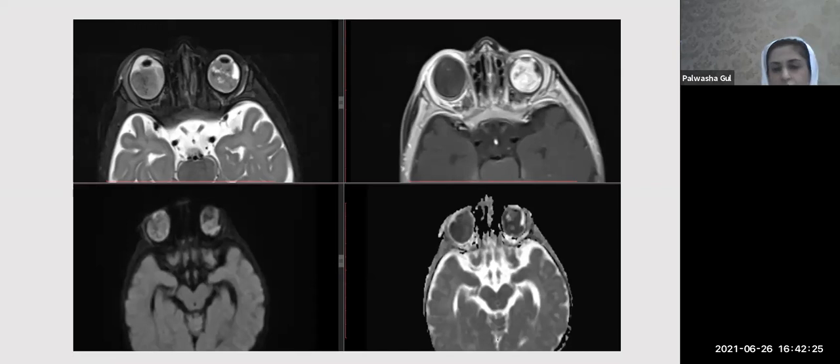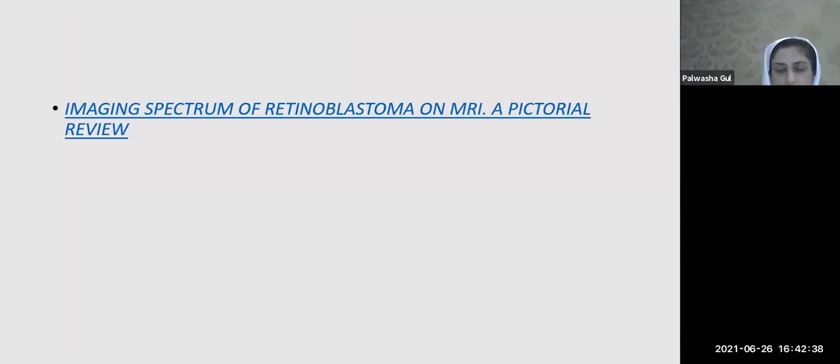Don't go for CT scan because that is more crude when it comes to transscleral or perineural spread, and for the fact that it has radiation, and these little kids are prone to developing secondary sarcomas. It's better to avoid radiation to these patients. So this was the imaging spectrum of retinoblastoma and an MRI pictorial view, which I wrote. Maybe I just shared it if anyone wants to go through it. These are just images: small retinos, large retinos, bilateral, unilateral, with retinal detachment, etc. So in case you want to go through it.